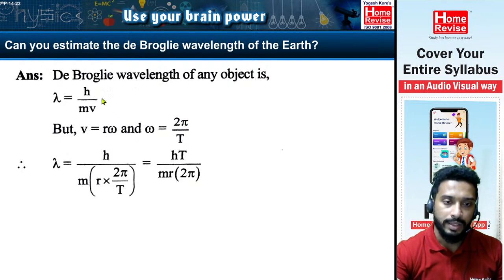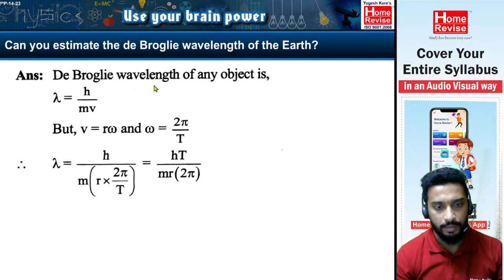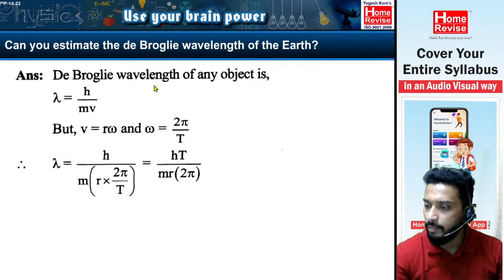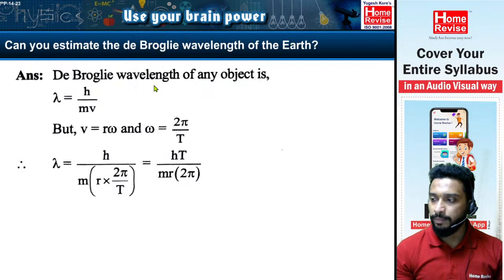So h upon mv, this mv is your momentum, this h is your Planck's constant, lambda is your wavelength. But v has been given by r omega, and omega is again given by 2 pi by T. So they have made all these substitutions in this equation: lambda equals h upon m into r into 2 pi by T, which is equal to hT upon mr into 2 pi.